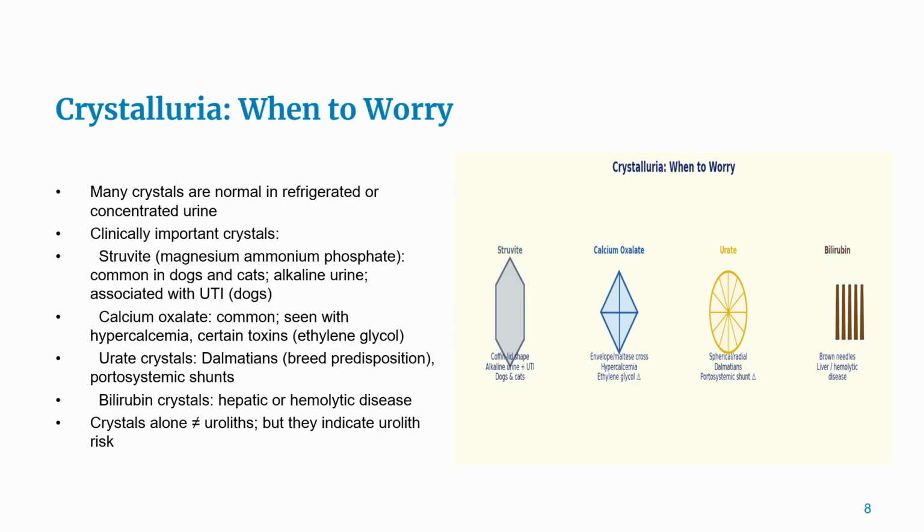Calcium oxalate dihydrate crystals in a dog that got into antifreeze is a veterinary emergency. Ethylene glycol is metabolized to oxalate, which precipitates in the kidney tubules and causes acute renal failure. Bilirubin crystals are abnormal and point toward liver or hemolytic disease. Context always matters. Crystals are a clue, not a diagnosis.